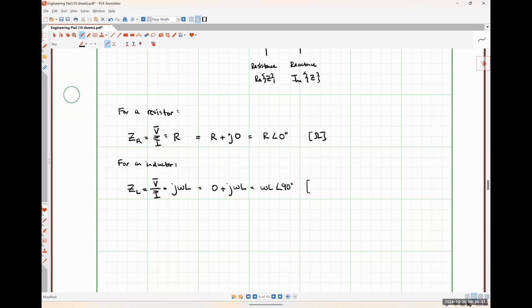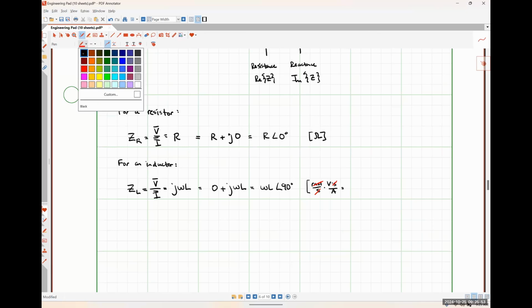Let's look at our units here really quickly. Omega is in radians per second, and inductance, the henry, is a volt second per ampere. Radians is a dimensionless quantity, so we can throw it away. We have seconds in the numerator and seconds in the denominator, so those cancel each other out. So we have volts per amp. What's another name for a volt per amp? An ohm.